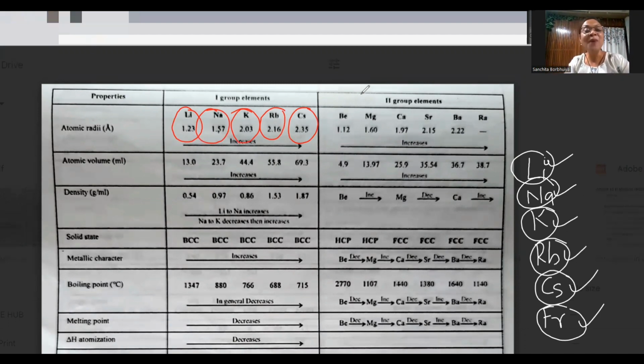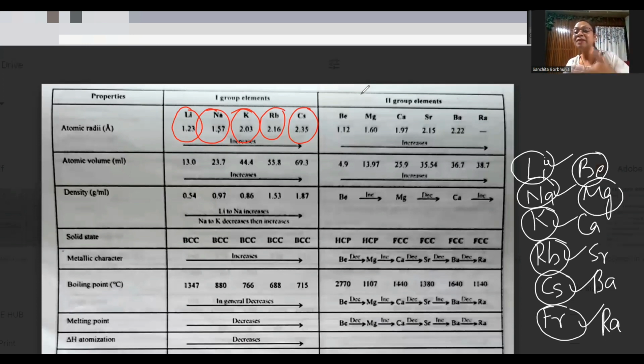So, group 1 elements I've listed down. Group 2 elements are beryllium, magnesium, calcium, strontium, barium, and radium. So, the mnemonic that you may be looking for is, this is my Baymug. Baymug is the name of the person.